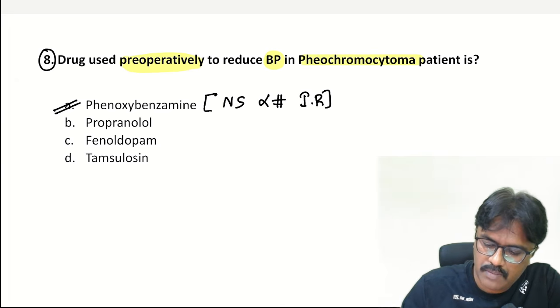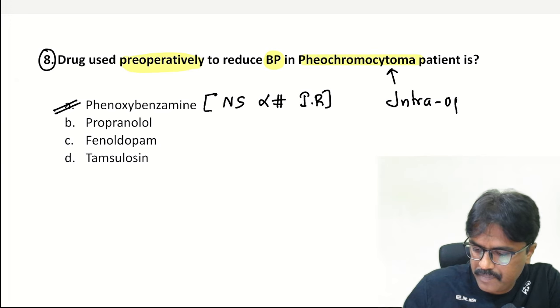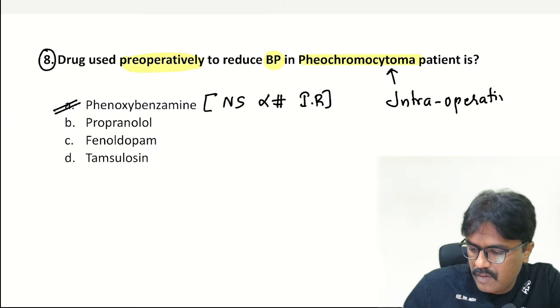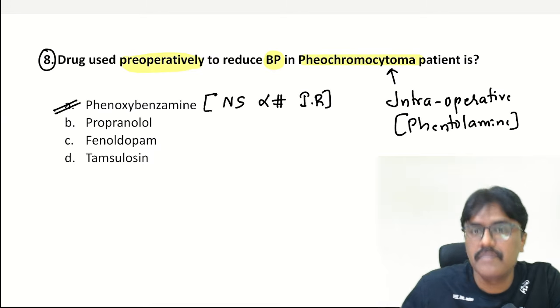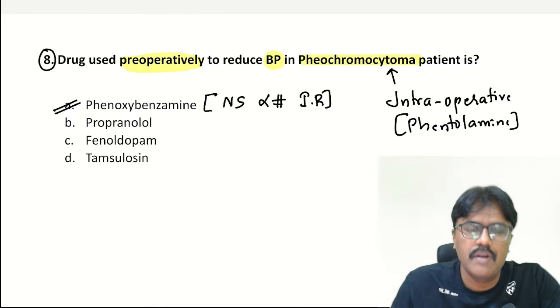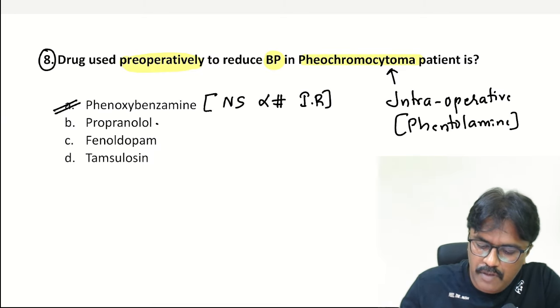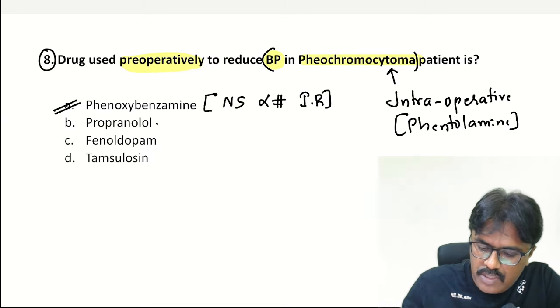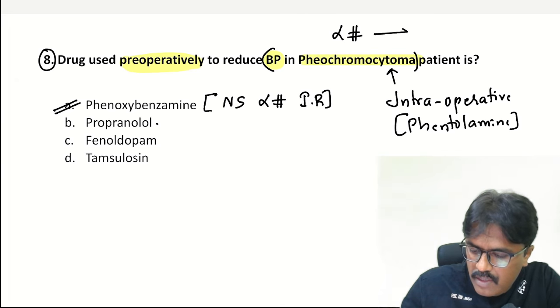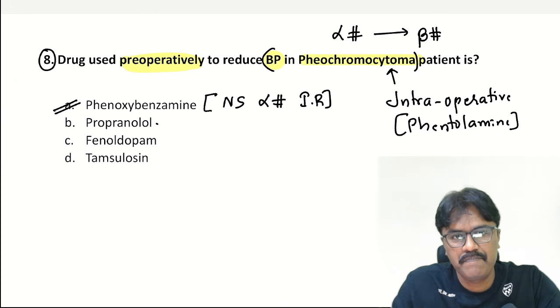Suppose the BP shoots up during surgery, that is called intraoperative. Then the drug we use is phentolamine. That is also an alpha blocker. Preoperatively, phenoxybenzamine; intraoperative, phentolamine. Propranolol can also be used in pheochromocytoma, but always remember when you manage BP in pheochromocytoma, first you have to give alpha blocker, then you have to give beta blocker. So very, very important medicine question.